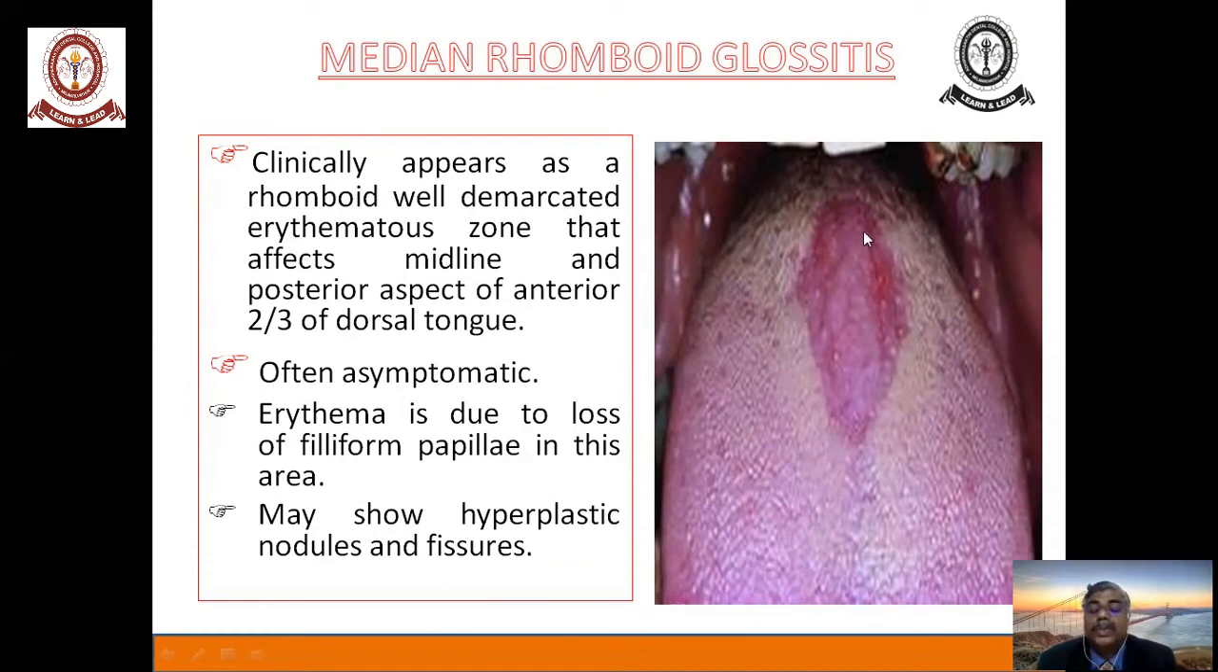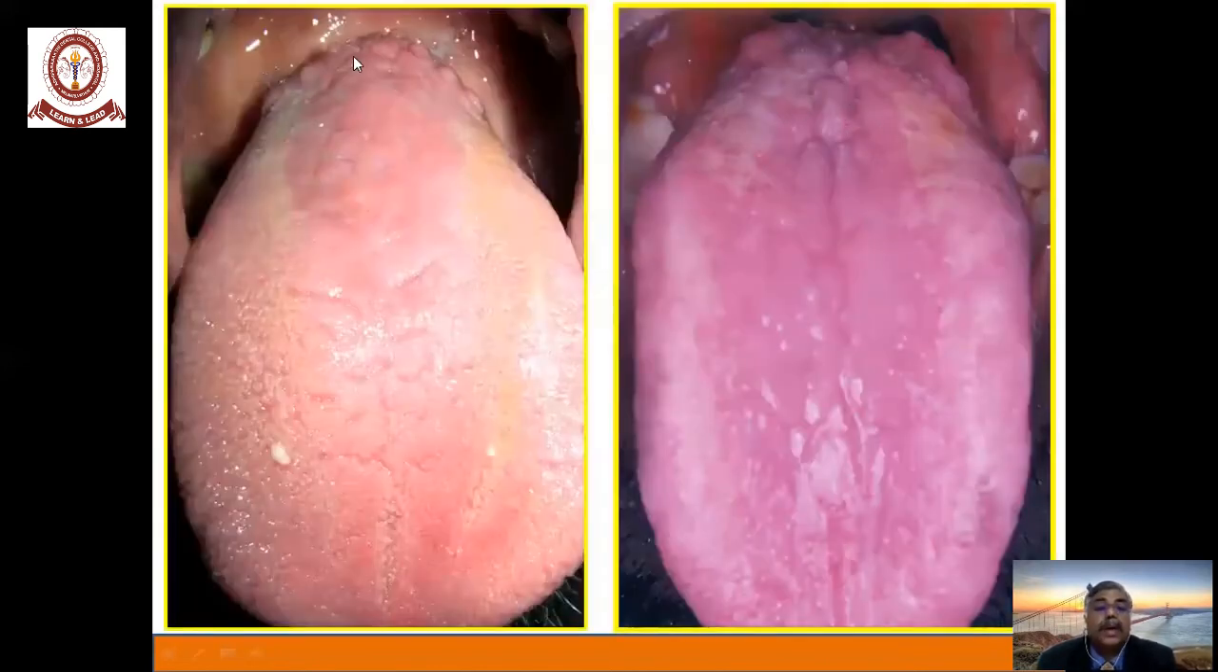So its site is very peculiar. It occurs almost towards the posterior region of the anterior two-thirds of the tongue, and majority of the time it is asymptomatic, and some of the patients may show hyperplastic nodules and fissures. This is the circumvallate papilla. Don't confuse it with median rhomboid glossitis, which is present here. These are the row of circumvallate papilla present at the junction of anterior two-thirds and posterior one-third of the tongue. Okay, whereas this region is the median rhomboid glossitis with nodular change and nodules with the fissure change.